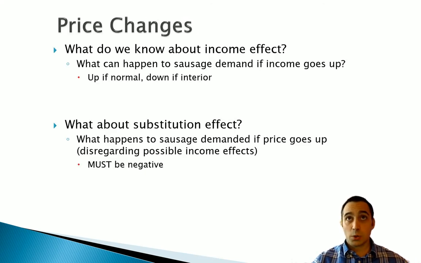So, in short, income effects are simple-ish, but still can be a little complicated. As our income goes up, we might demand more, we might demand less. Substitution effects, however, although less clear, are very consistent. If the demand for sausage is being looked at and the price of sausage has gone up, the substitution effect must be negative. That is, ignoring any income effects, any price increase must make us at least weakly interested in consuming less of some product.